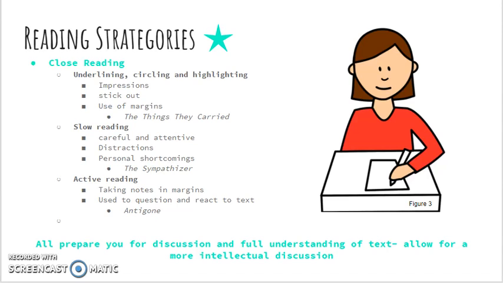And lastly, active reading was definitely one of my favorites. It helped me pick out the important information and let it stick in my mind. I took notes in the margin, which was very helpful. I used this a lot in Antigone because the language was really hard to understand, so it helped to definitely do active reading.